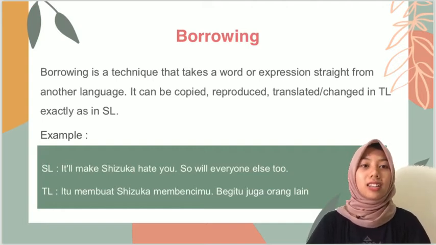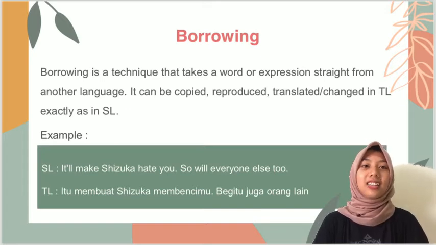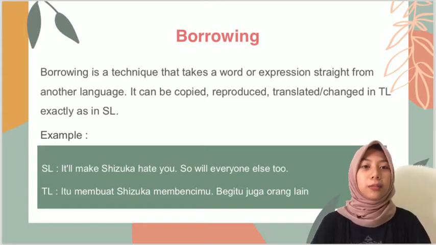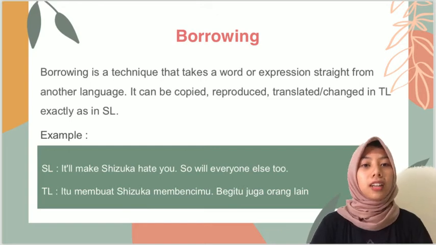Borrowing is a technique that takes a word or expression straight from another language. It can be copied, reproduced, translated, or changed in the target language exactly as in the source language. For example, "It makes Shizuka hate you, so will everyone else too." "Itu membuat Shizuka membencimu, begitu juga orang lain." The italic name Shizuka in the source language into Shizuka in the target language shows the word is purely borrowed from the original into the target language.